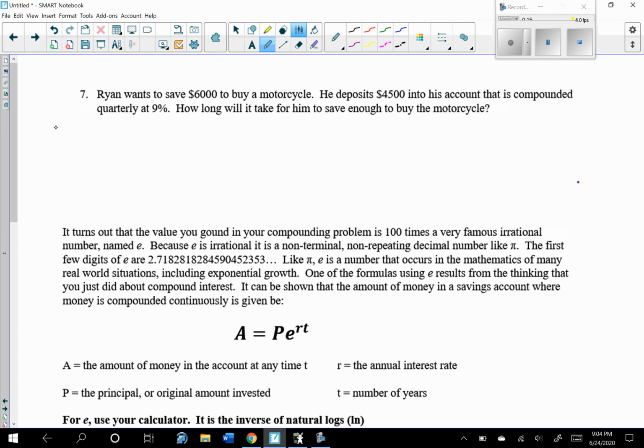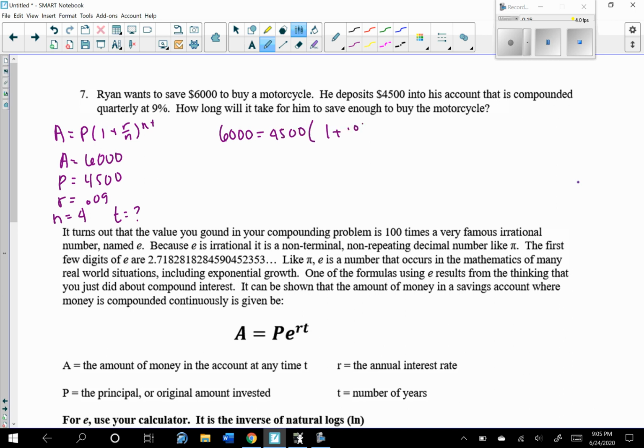So for this, A is equal to P times 1 plus r over n to the nt power. So our amount that we want is 6,000. P is equal to 4,500. r is equal to 9%, so 0.09. n is equal to, compounding it quarterly, so 4. And t is what we're solving for. So 6,000 is equal to 4,500 times 1 plus 0.09 divided by 4 to the 4t power.